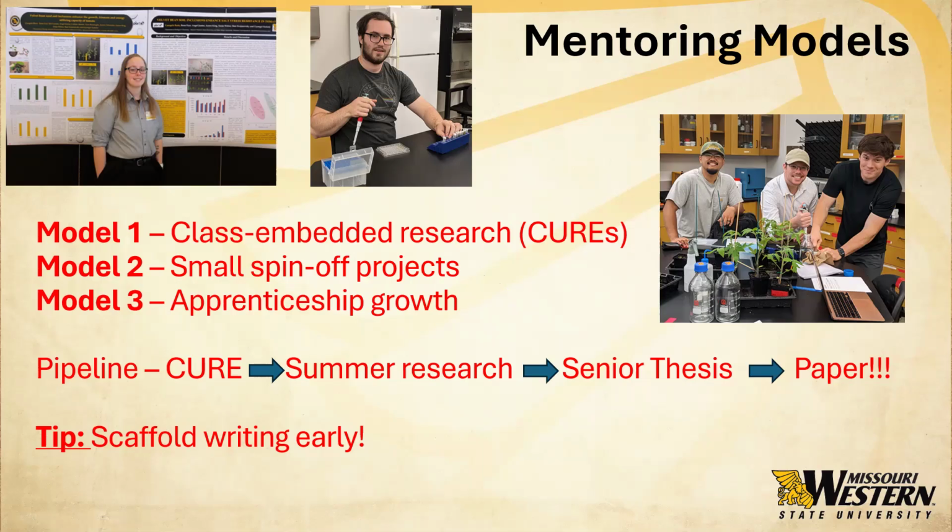And the third model is your typical apprenticeship research model, an outside-of-classroom type of research experience in which the faculty member is working on a particular project with a student, which eventually can also lead to both summer research experiences or senior thesis or both, and can yield papers and publishable results that eventually the student and the faculty member will publish.